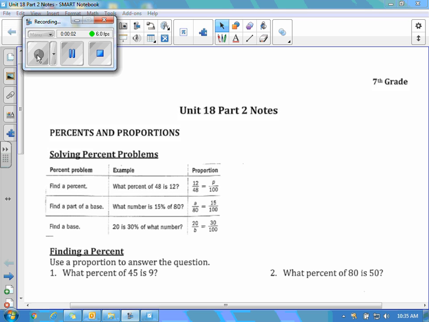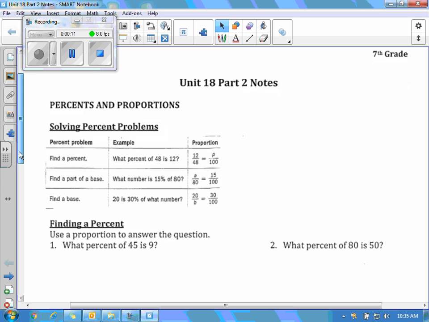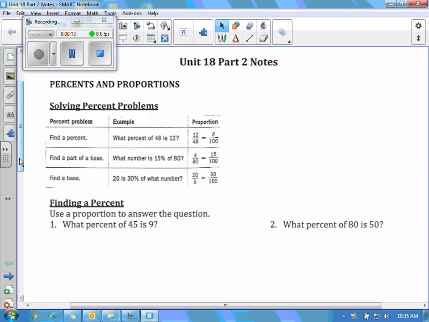In Unit 18, Part 2, we're going to talk about percents and proportions. Proportions are something that we covered a couple units ago. Now we're going to find them with percents. At the top, it says solving percent problems. This is straight out of your textbook.